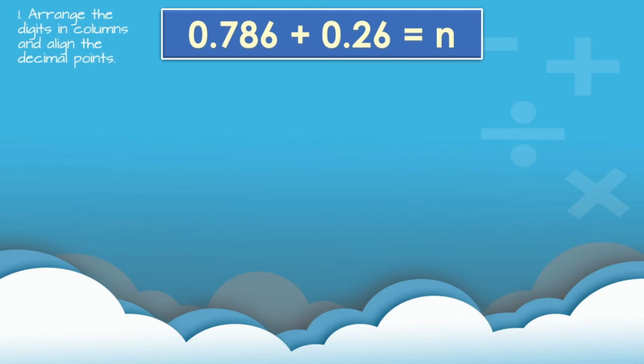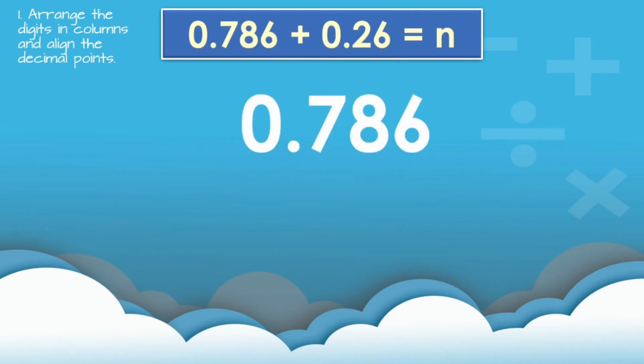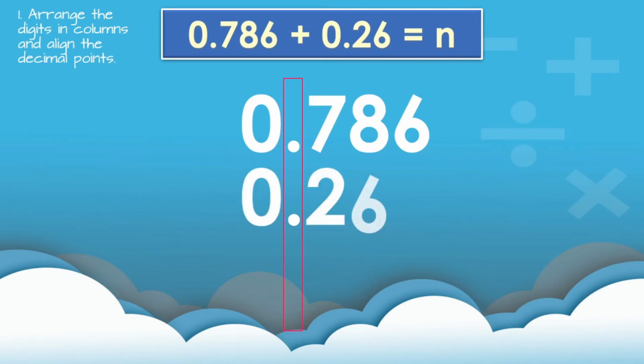So, the first step that we're going to do is to arrange the digits in columns and align the decimal point. So, importante na ma-align natin yung decimal point. First, we're going to write the 786 thousandths, and then we're going to place the decimal point para automatically we can align the place value of our digits in the given addends. Next, we're going to put the second addend.